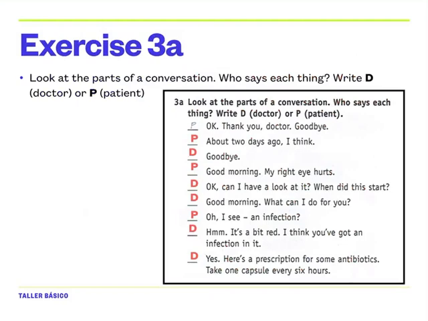Oh, I see, an infection is P for patient. It's a bit red. I think you've got an infection in it, is D for doctor. And finally, again, letter D: yes, here's a prescription for some antibiotics. Take 1 capsule every 6 hours. How did you do? Great, I imagine.